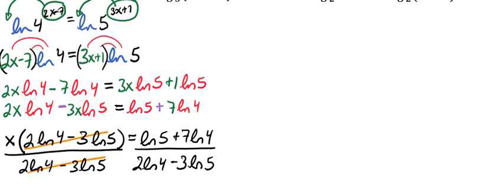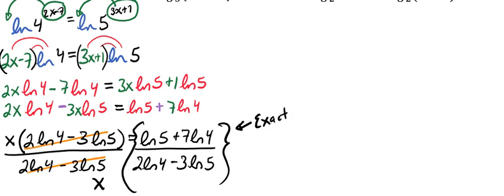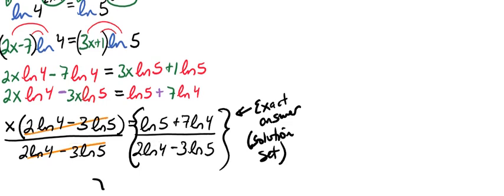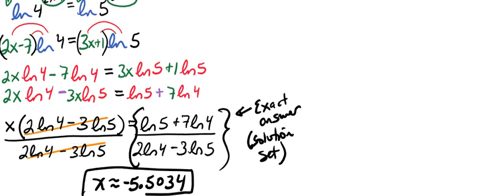So again, these right here cancel out, and that's going to leave us with x equals, and I can plug this in. What we're seeing right here, this piece, is actually our exact answer, or in other words, our solution set. But if I was writing this as a what would x be, I would plug that into the calculator, and I would get that x is approximately negative 5.5034. That would be my final answer if I was looking for an approximation.